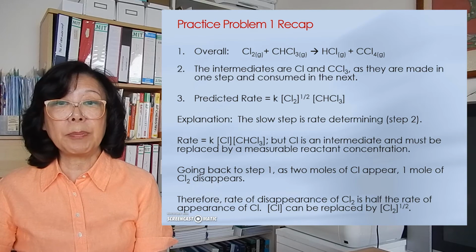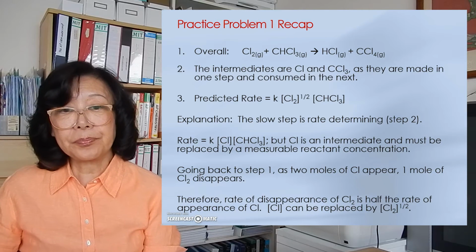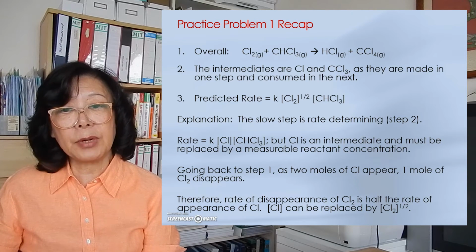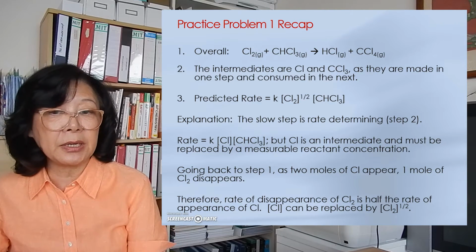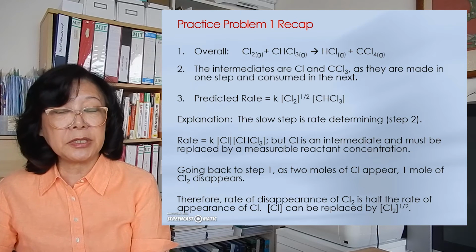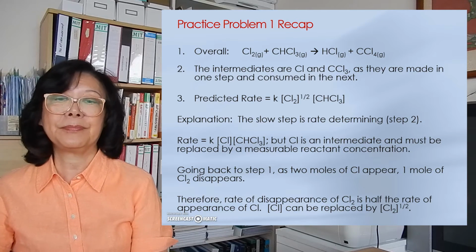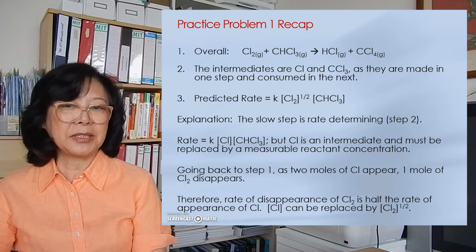Therefore, now we can replace this, the rate of disappearance of Cl2 being half the rate of appearance of Cl. Cl can be replaced by Cl2 raised to the power 1/2. I hope you understand that last sentence.